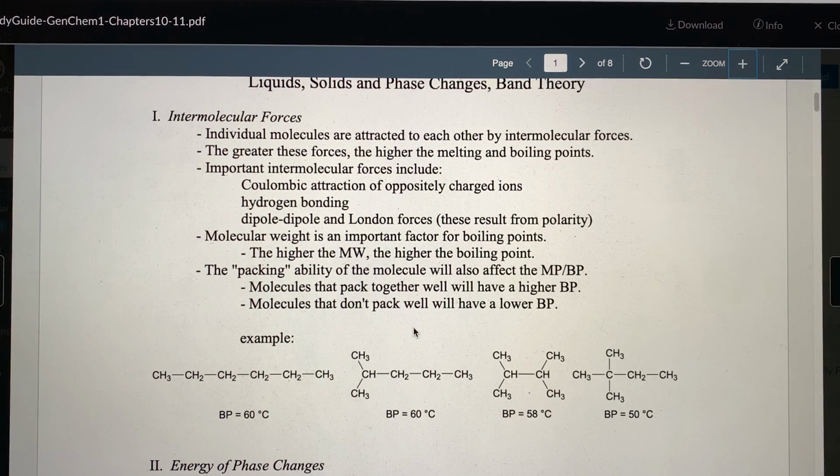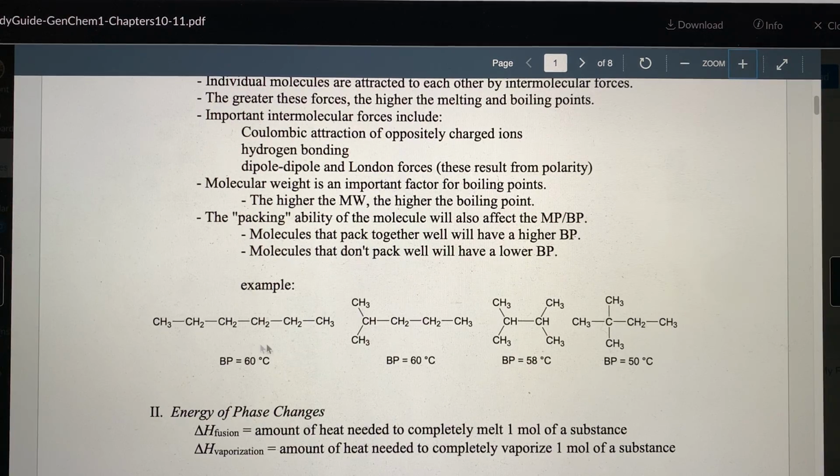For example here, I give 3 examples. Hydrocarbons: you have a straight chain, a little branching, more branching, and even more branching, bulkier, that's what we call them. You can see the more organized or easier to pack, the higher the boiling point, because they stack on each other very well. That means the interaction is stronger, therefore the boiling point is higher.